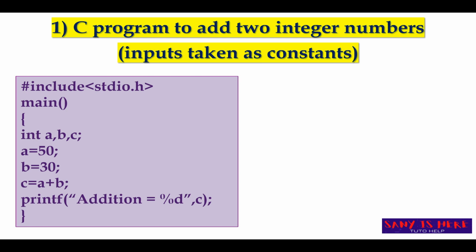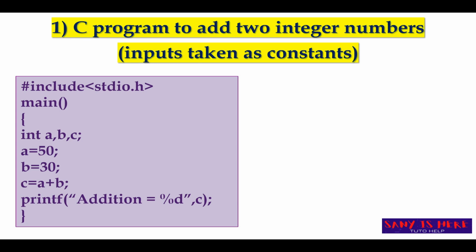This is the code. As you all know, first line will be the preprocessor directive, which includes the standard header file to support the print function or scan function or other functions. Okay, main is the main function of the program, and opening brace. With the help of opening brace, the execution will start. See, int a comma b comma c.